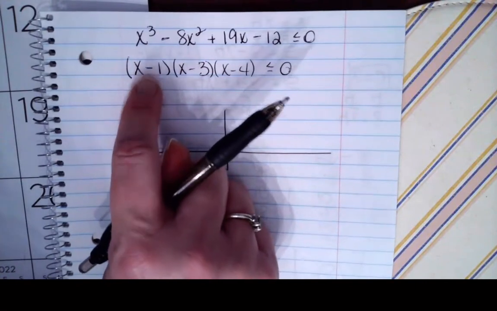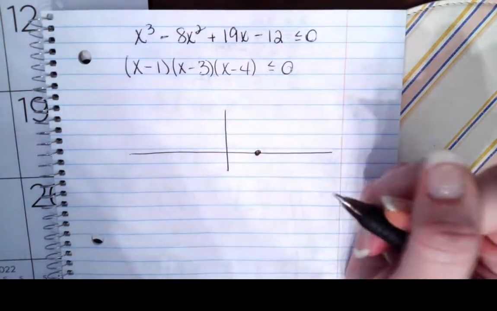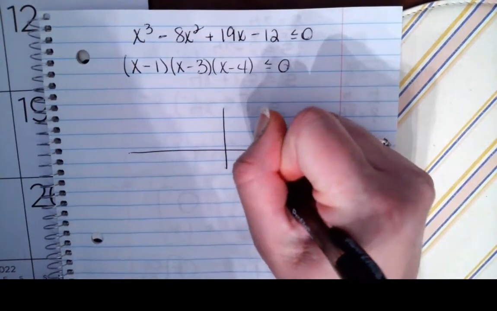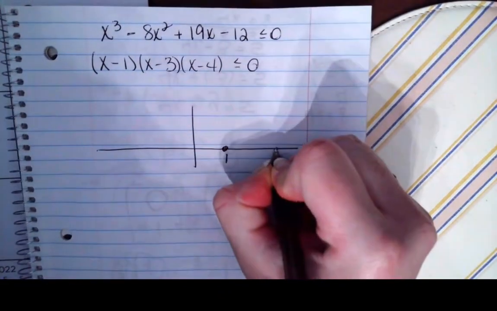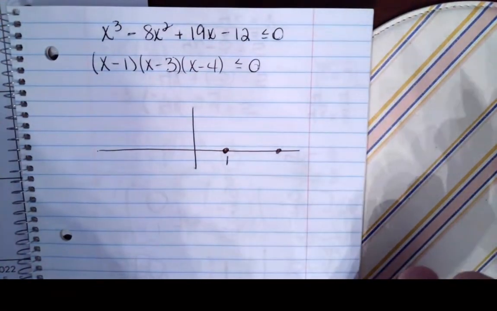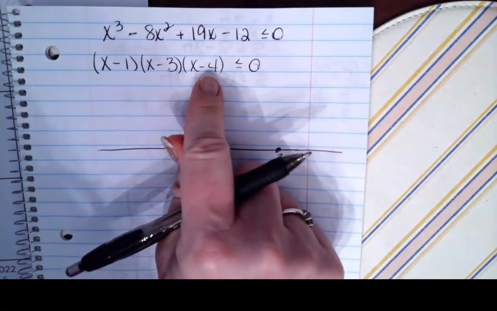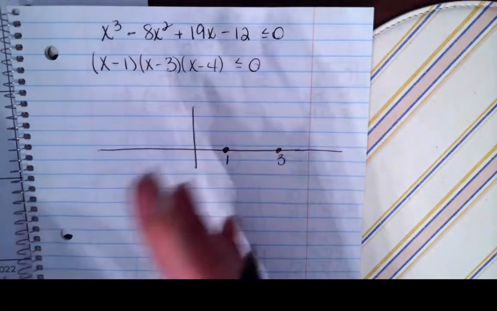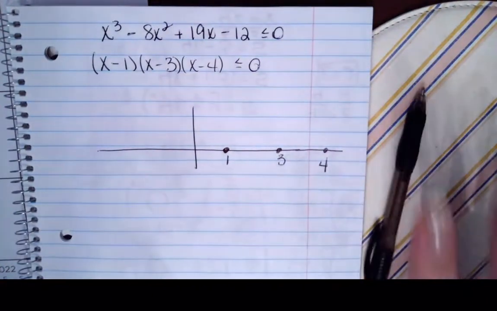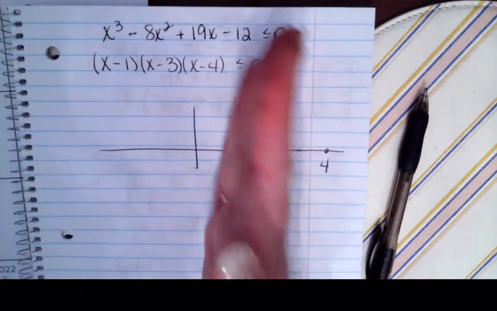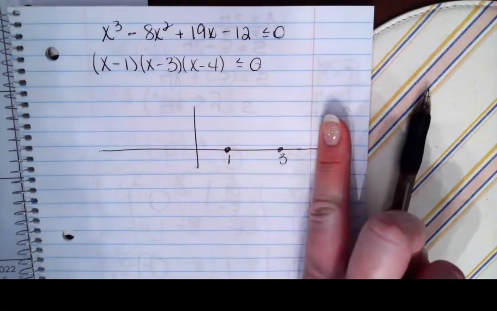So what would my 0 be here? If my factor is x minus 1, then my solution, my 0, my root, whatever you want to call it, is going to be positive 1. If my factor is x minus 3, then my solution, my 0 or my root, is going to be positive 3. And if my factor is x minus 4, then my 0, my root, my x-intercept is going to be 4. So notice that I now have 4 distinct boundaries. I've got from here to the left, between here, and then from here to the right.